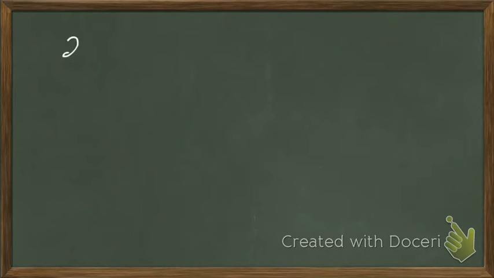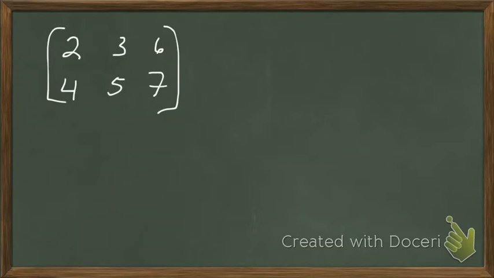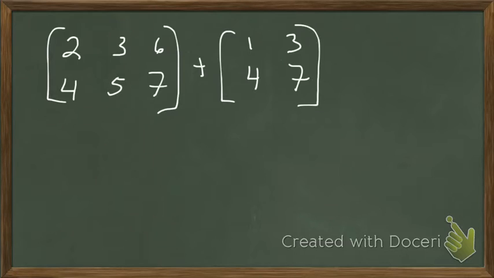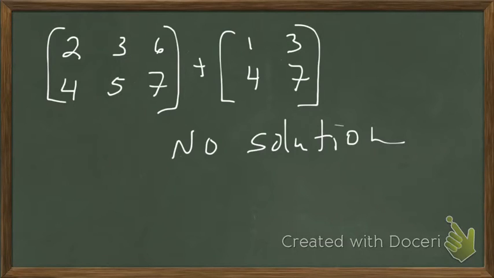Now, if they gave you something like 2, 3, 6, 4, 5, 7, and said to add that to 1, 4, 3, 7, this is no solution. And if they asked why, you would say not the same dimensions.